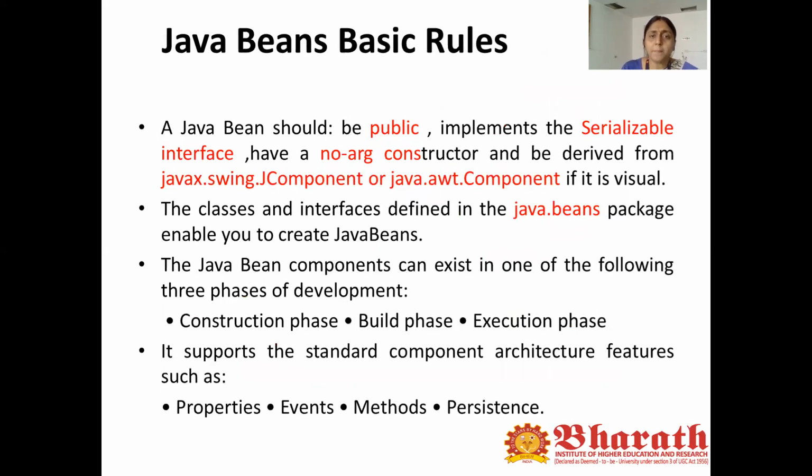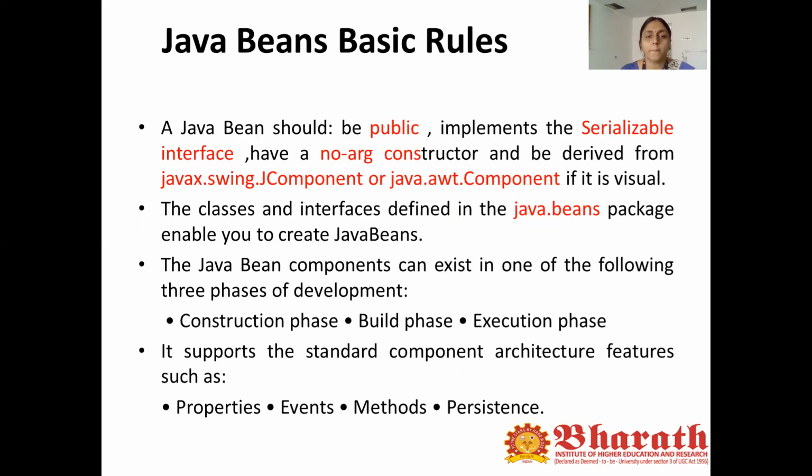Now we will see the basic rules in Java Beans. A Java Bean component should be public, it should implement the Serializable interface, and it should have a no-argument constructor. It can be derived from javax.swing.JComponent or java.awt.Component if it is visual. The classes and interfaces defined in the java.beans package enable you to create Java Beans.